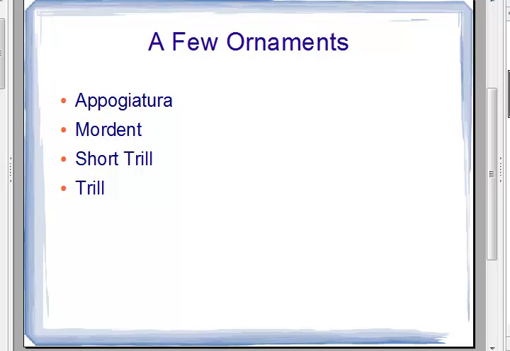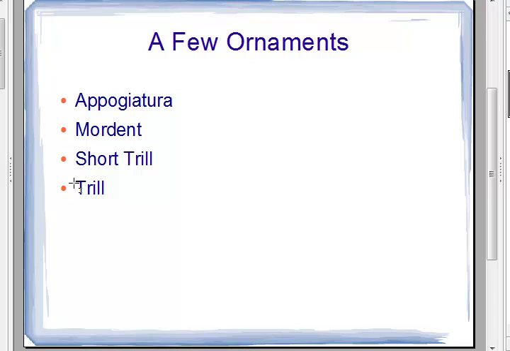I know for many years I was confused about ornaments and the way in which to play them. I'm hoping that this video will provide you with a little bit of an understanding, at least clarification, of these ornaments. Let's get started. So on to a few brief comments on ornaments.